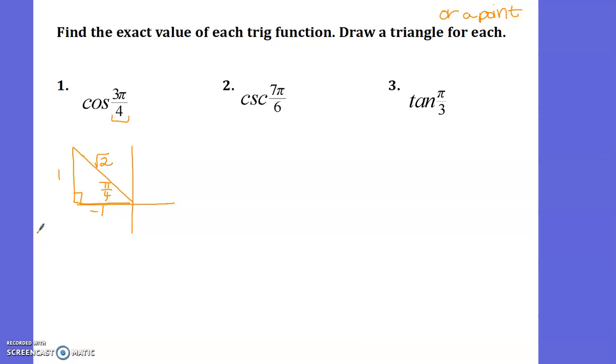Okay, now that we've constructed our triangle, I look at the fact that I'm evaluating cosine. Cosine is adjacent over hypotenuse. So the adjacent side is negative 1 over the hypotenuse, which is square root of 2. We have to rationalize the denominator of our ratio, and I get negative root 2 over 2.